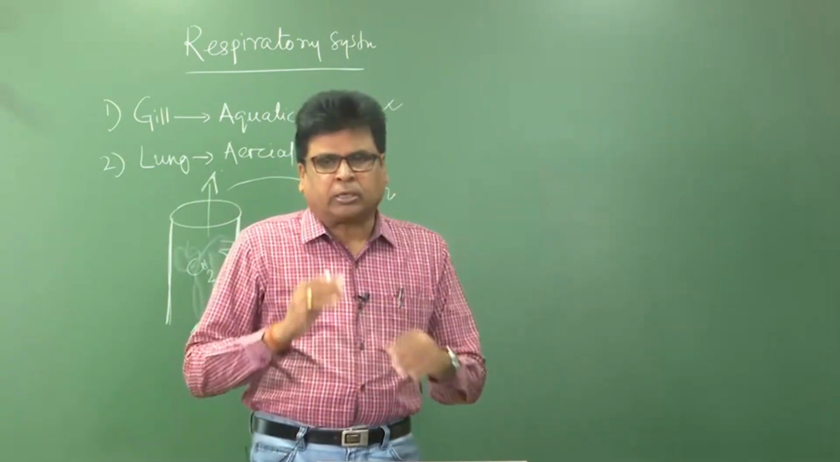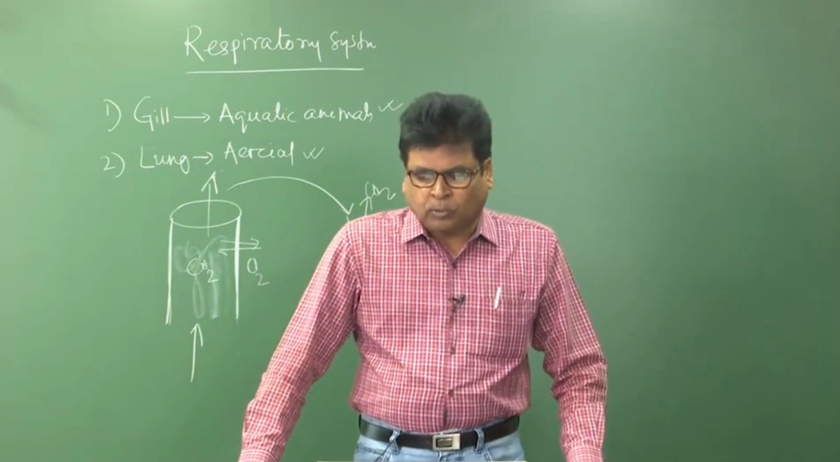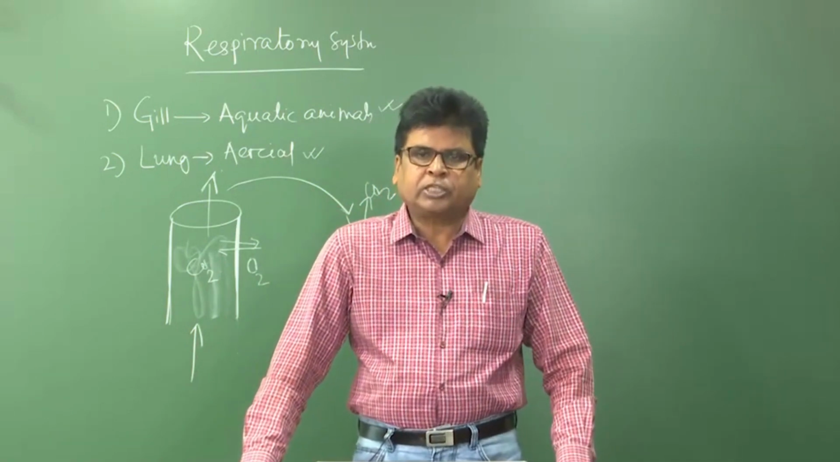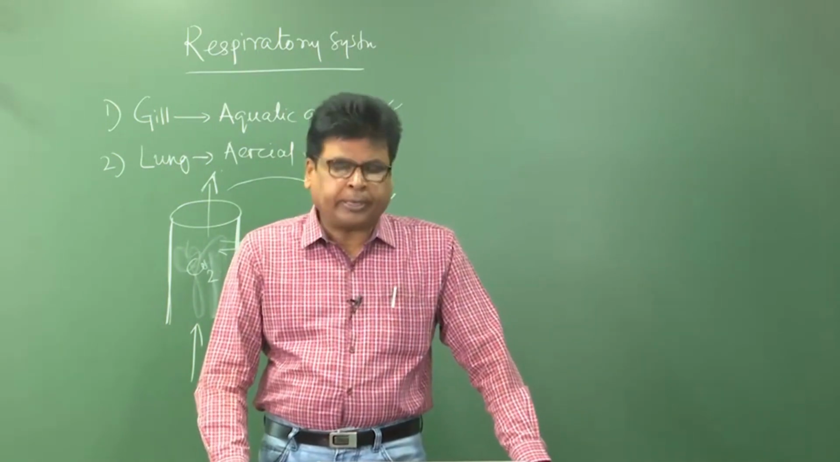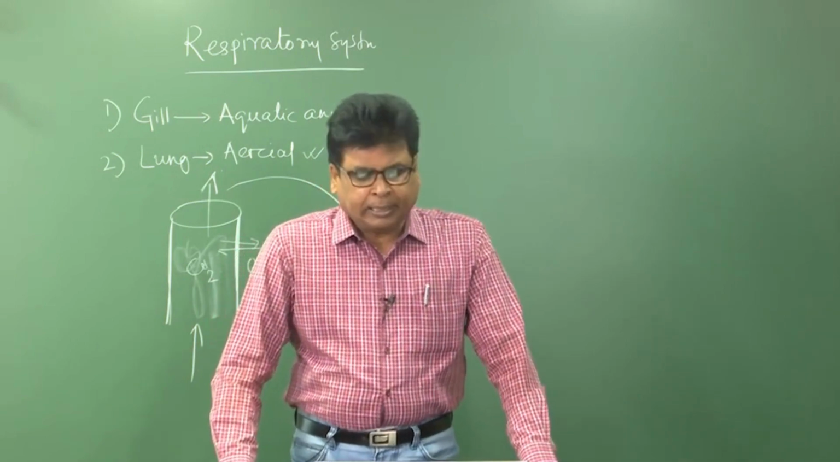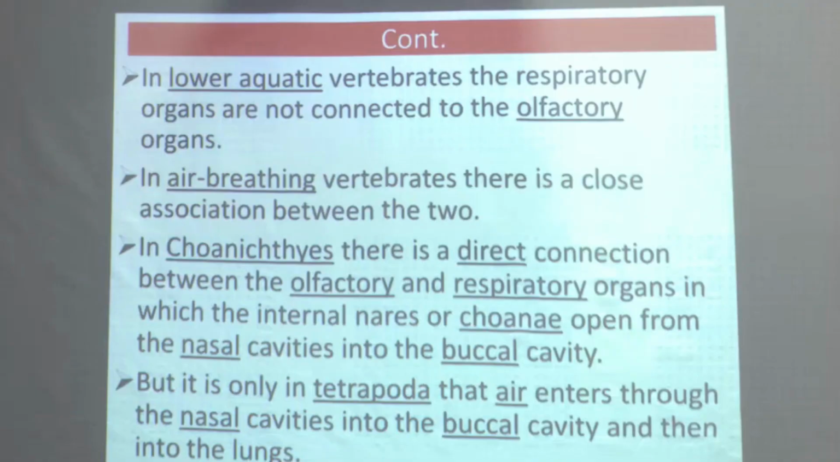So there is a connection. But in lower vertebrates, what happens? The respiratory organ is not connected to the olfactory organ, but in air breathing vertebrates there is a close association between these two. In case of Coanecthes, a group of teleost fish, bony fish, so it is a subclass of teleost. So in case of some bony fishes, there is Coanecthes.